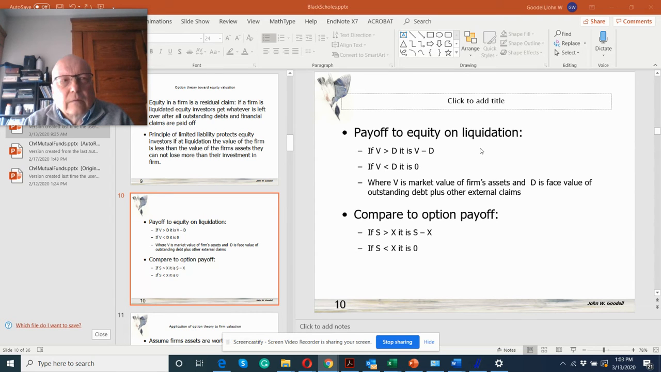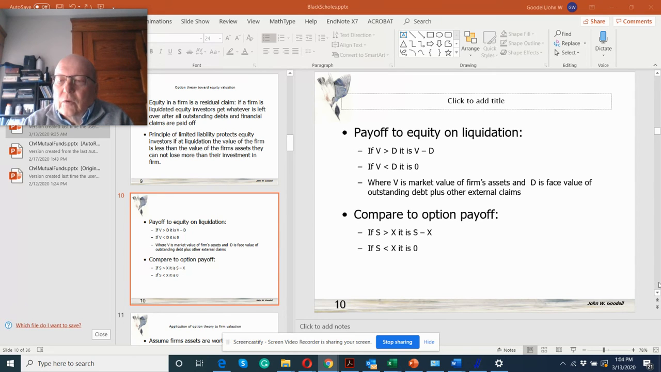It's not negative. You see, there's no way that owning a share of stock would ever put you in a position of owing anybody anything. The lowest the value of your share could go to is zero. Well, this is exactly the same as the payoff to an option, right? If S is greater than X as a call option, I should put here, then payoff is S minus X, and if S is less than X, it's zero, right? So this is an opportunity to sort of price a share of stock as an option.